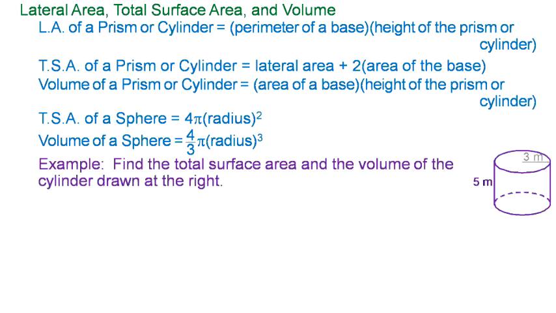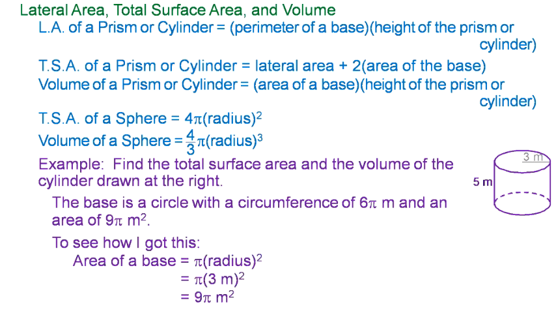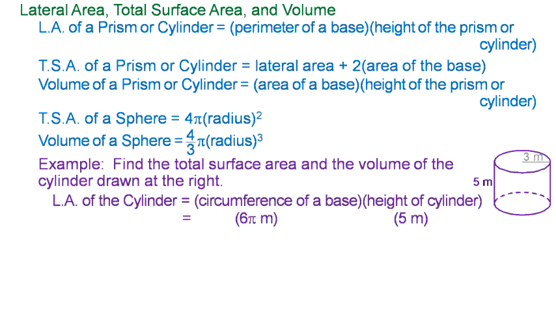To find the total surface area and the volume of the cylinder I have drawn here, I'll start by talking about the circumference and area of the bases. I can say that the circumference of either base is equal to 6 pi meters, and I can say that the area of either base is equal to 9 pi square meters. This means that I can find the lateral area of this cylinder by substituting the numbers into the formula at the top of the screen, like you see here.